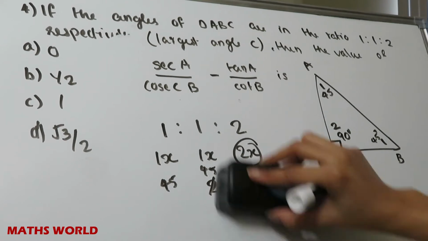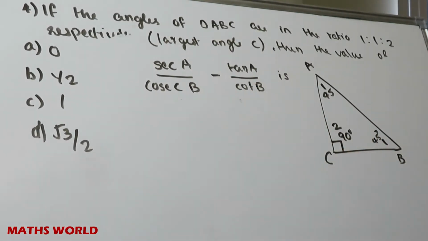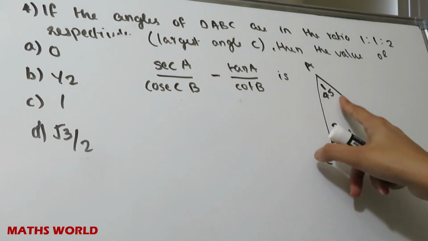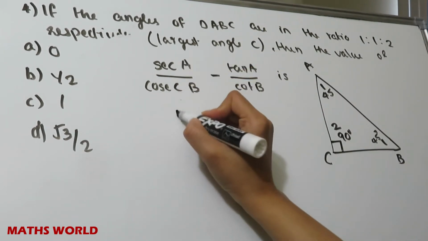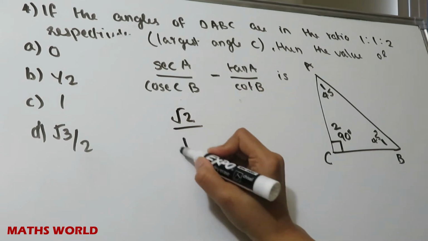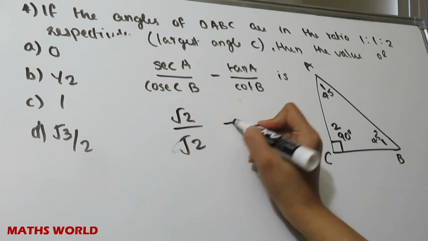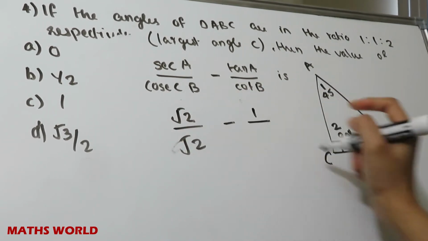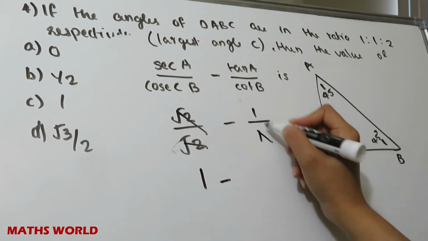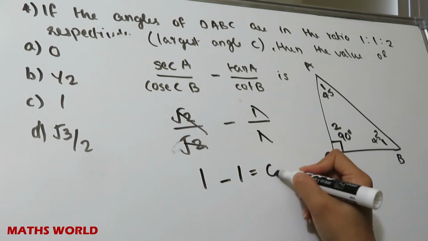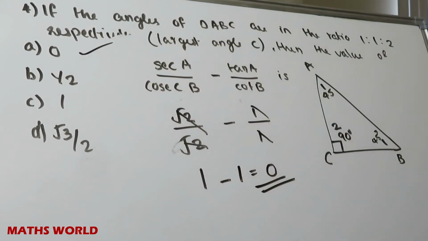Now we can find the value of the trigonometric ratios. Here A and B are the angles of 45 degrees. Sec 45 is equal to √2, cosec 45 is equal to √2, minus tan 45 is equal to 1, cot 45 is equal to 1. √2/√2 is 1, minus 1/1 is 1. 1 minus 1 equal to 0. Option A is the answer.